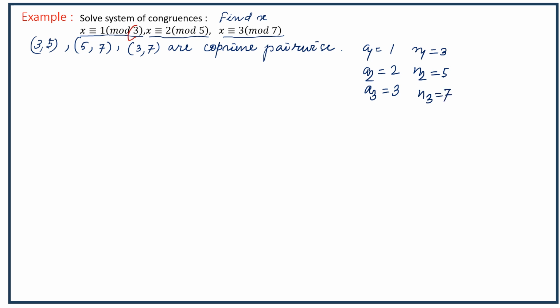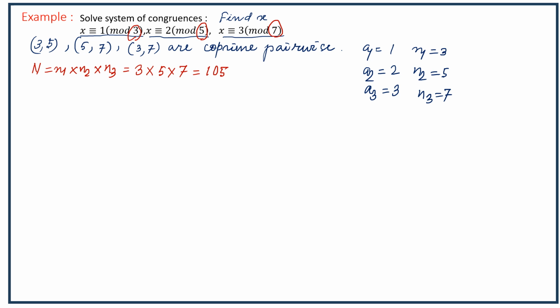This is your n1, n2, n3. The next step is to find N, where N equals n1 times n2 times n3. So here, if we multiply 3 times 5 times 7, it equals 105. So the first step is complete.